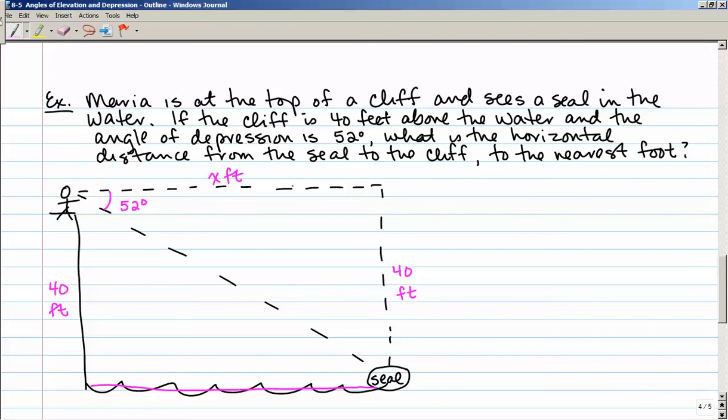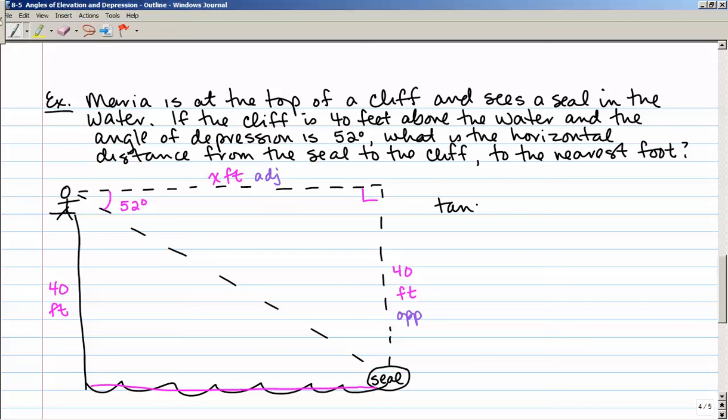So I'm going to focus on this triangle over here, and I can draw a right angle there. I'm going to focus on this dashed triangle over here. My angle of depression is 52. I need to find this horizontal distance, and I know that my vertical distance is 40. Well, in relation to 52, 40 is adjacent. I'm sorry, 40 is opposite. And x is adjacent.